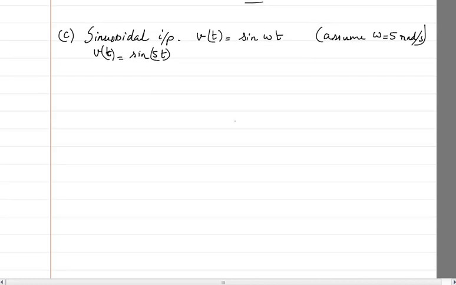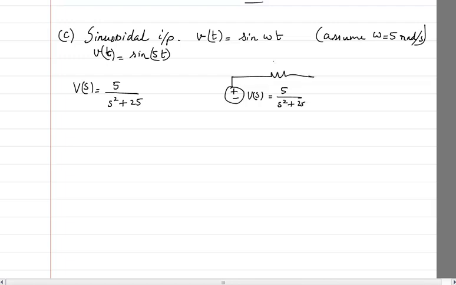Based on this, what will we have? We will have V(s) equal to, we know that sin(omega t) is basically omega divided by s squared plus omega squared, which is going to be 25. So again I will draw the circuit. The circuit is plus minus V(s), and V(s) is now not 1, it is going to be 5 divided by s squared plus 25, and then we have a resistor of 4 ohms followed by an inductor of 2s ohms, and then it comes back. Now we will write what is the current I(s).